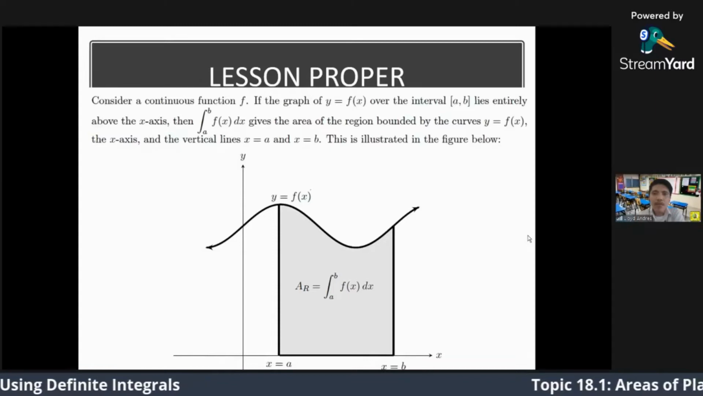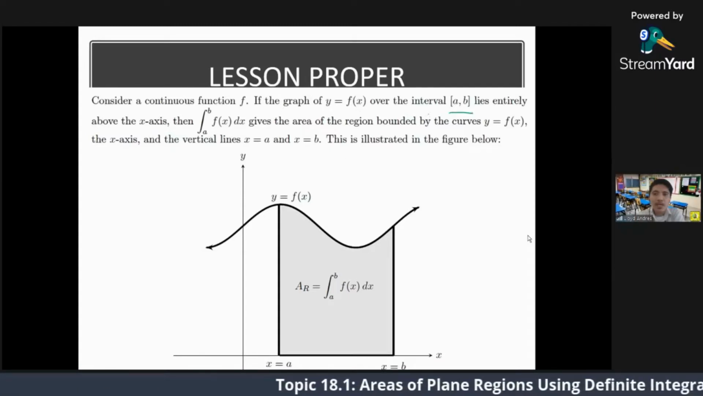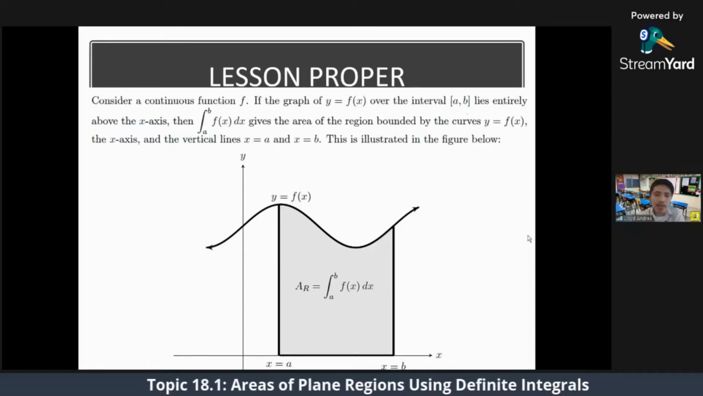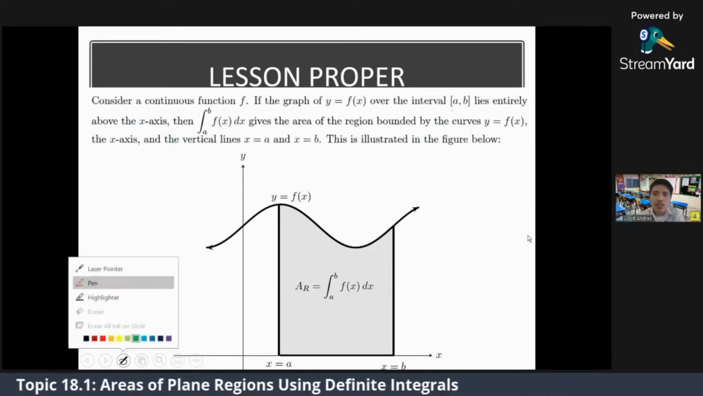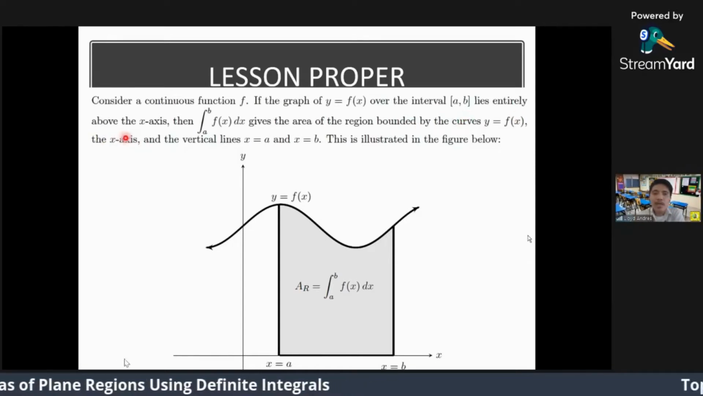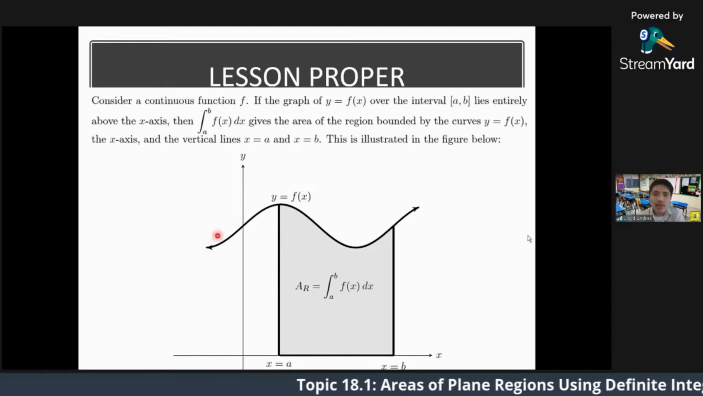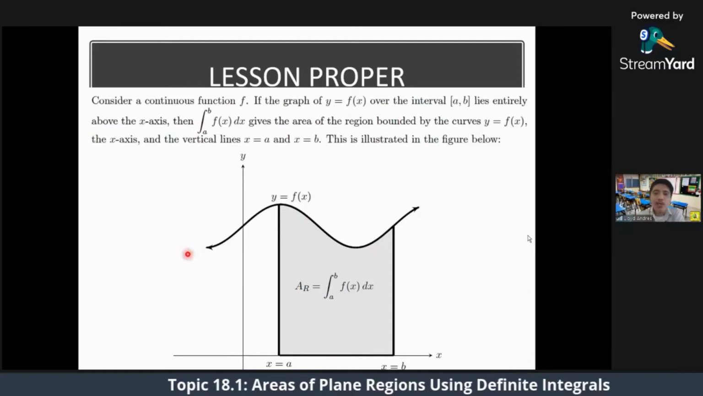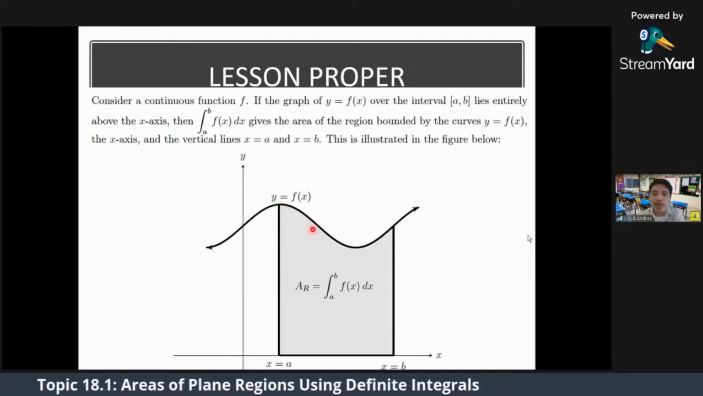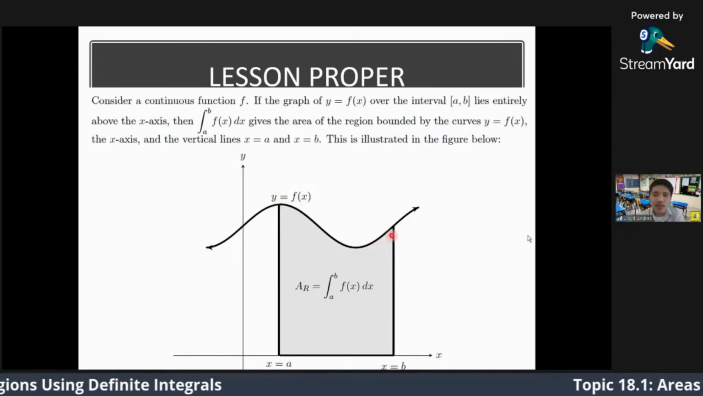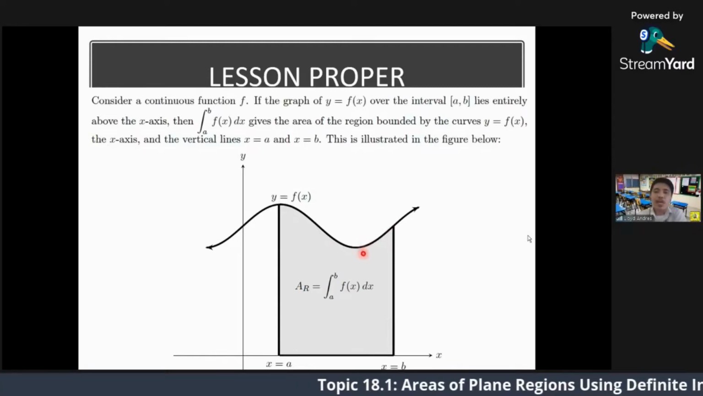Again, if the graph of y equals f of x over the interval from a to b lies entirely above the x-axis, as you can see, this is the x-axis, then all parts of the graph from a to b are above the x-axis.